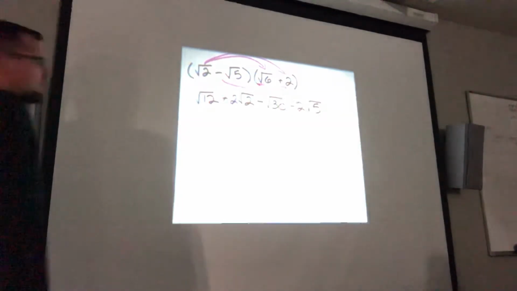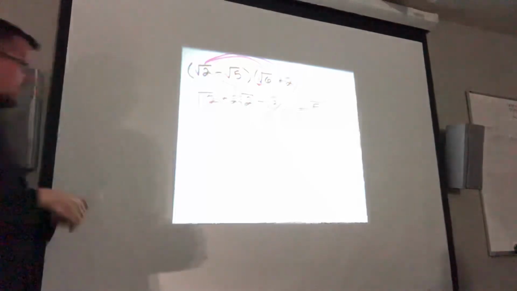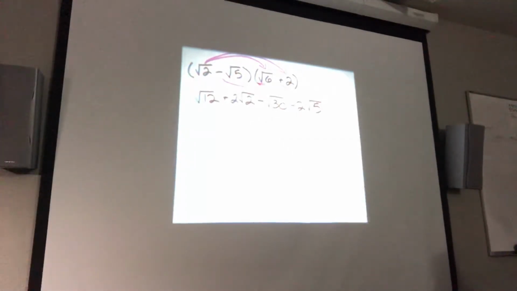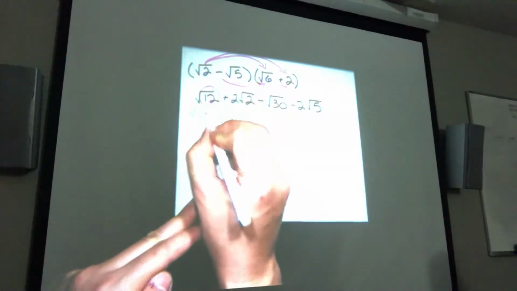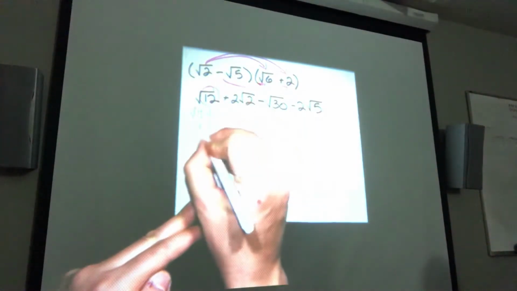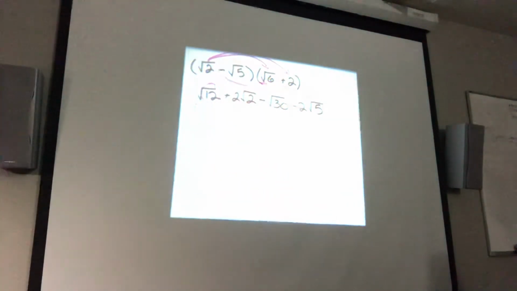Is there a perfect square that the square root of 12 can be divided by? No. Yes. Oh, wait. 4. How about 4? The square root of 12 is the square root of 4 times the square root of 3, or 2 root 3. And let's move on to 30. Is there a perfect square that 30 can be divided by?